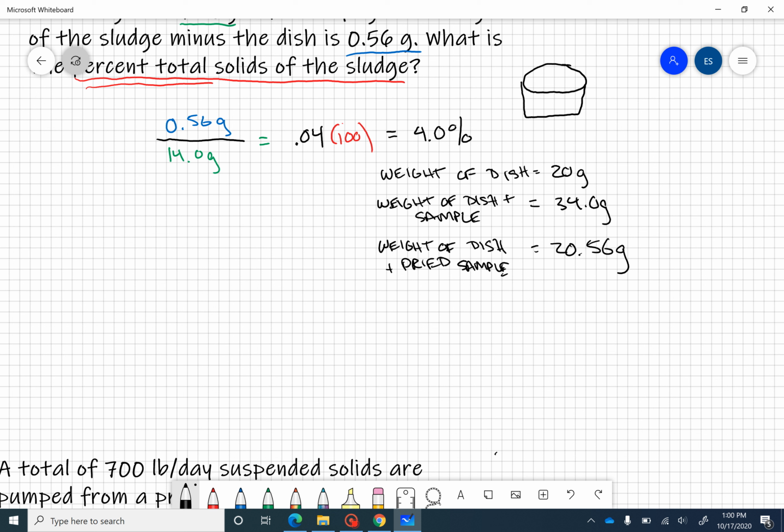So if you see this in a word problem on an exam, you may need to account for the weight of the dish. So, of course, you would subtract the weight of the dish from the weight of the dish and the initial sample to get the weight of your initial sample. And then you would have to subtract the weight of the dish from the dried sample to get the weight of the dried sample. But that is how you do the problem. So divide the weight of the finished sample by your beginning weight, and you would get 4%.